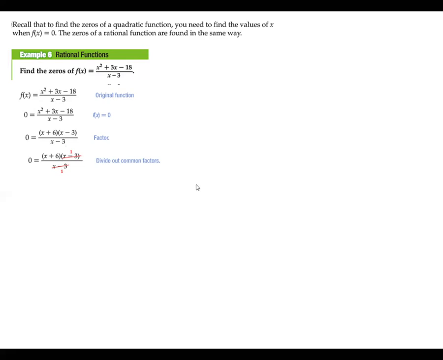So let's divide out the common factors here. And then you would have x plus 6 equal to 0. So when x is negative 6, the numerator becomes 0. So f of x equals 0. Therefore, the zero of the function is negative 6. Here's a couple for you to try. Go ahead and pause the video.